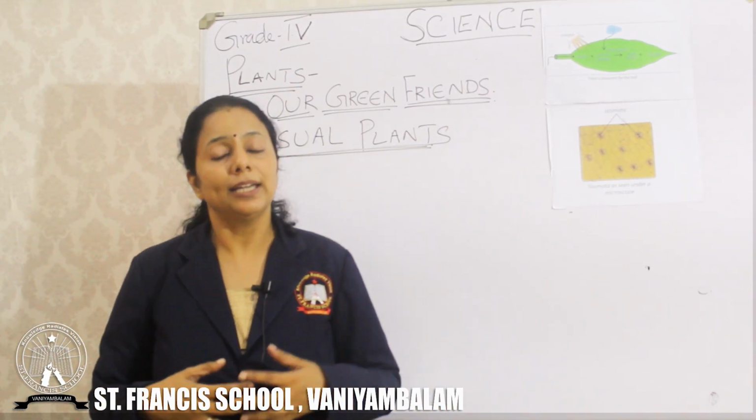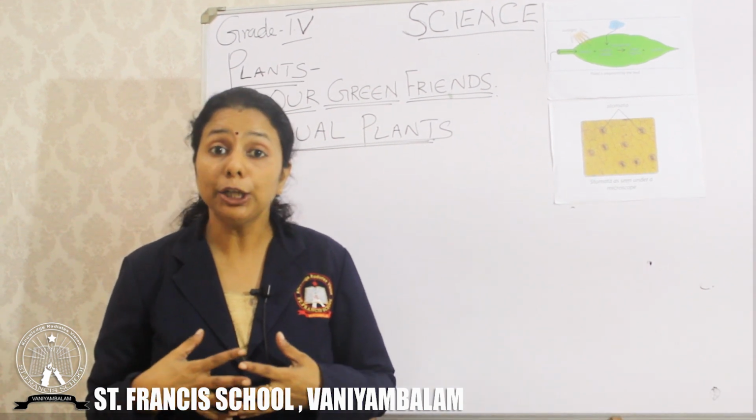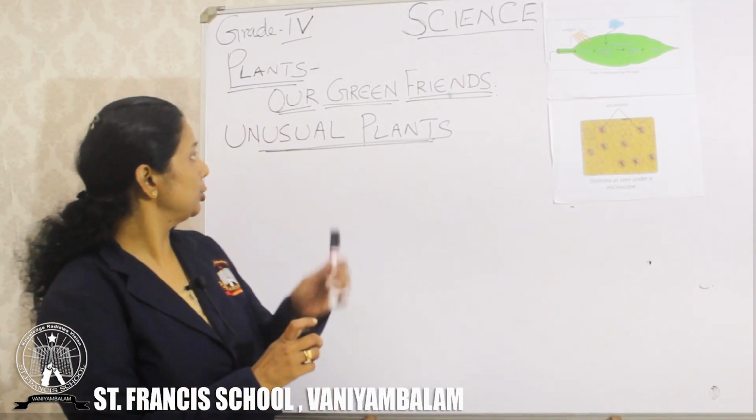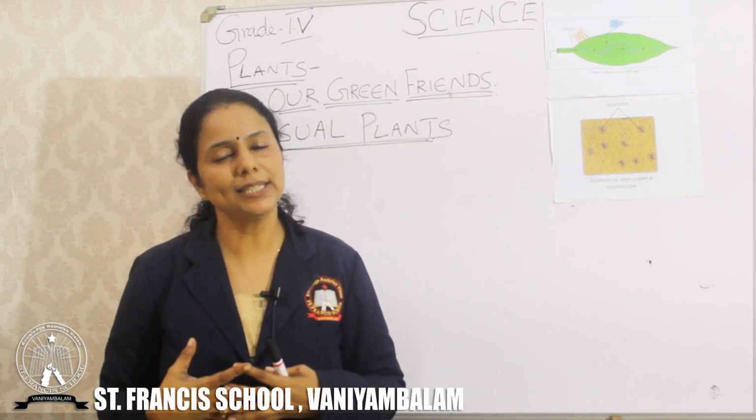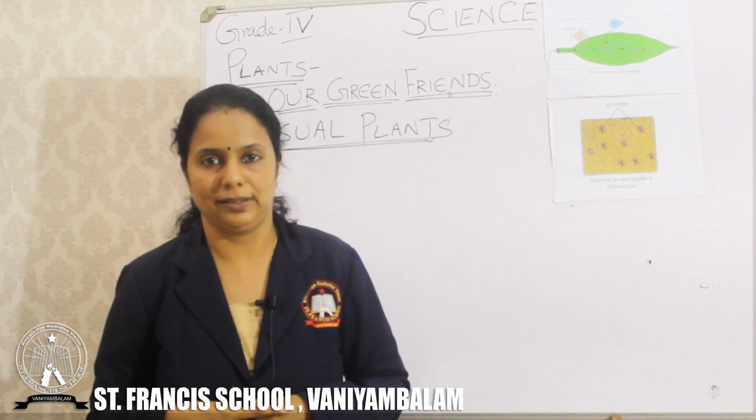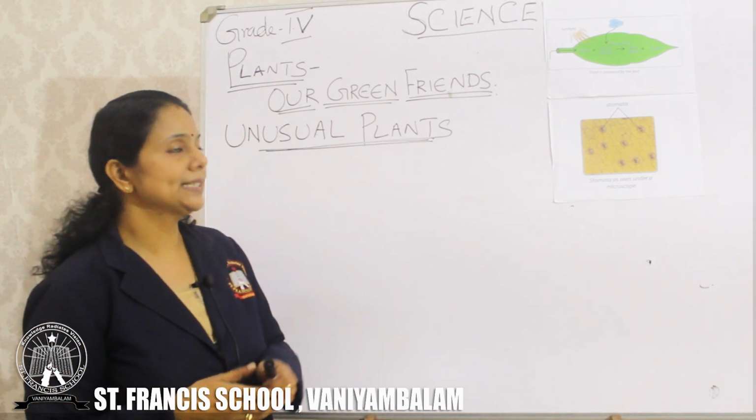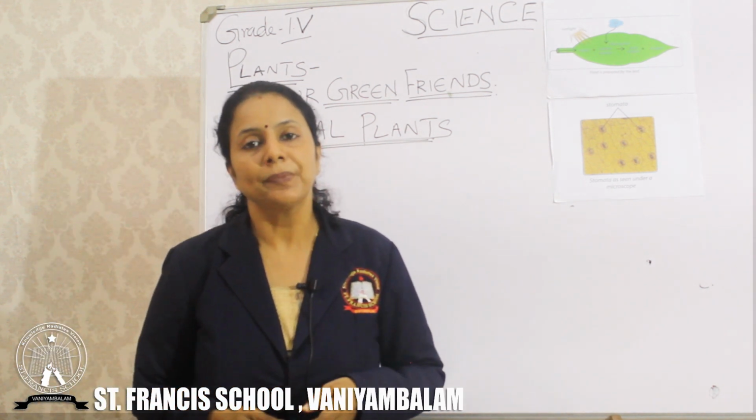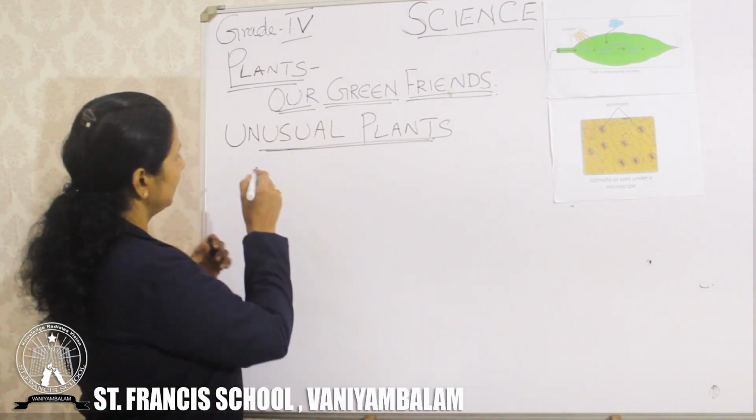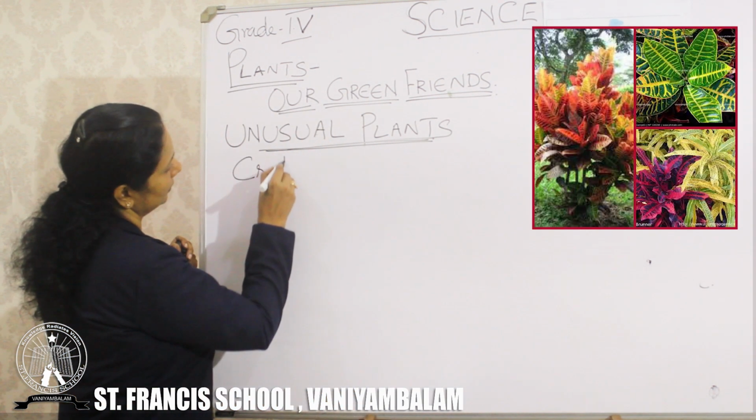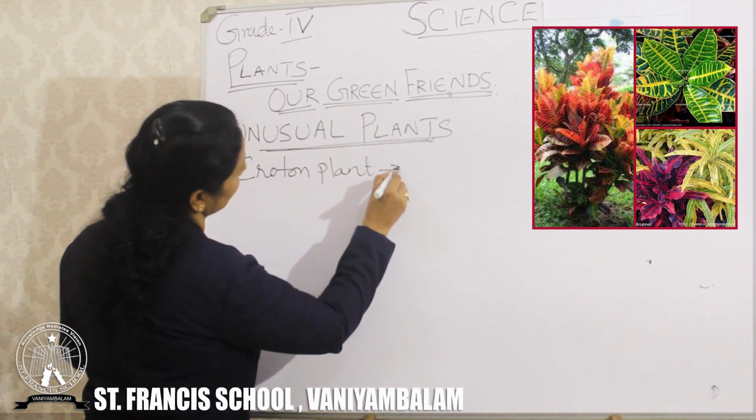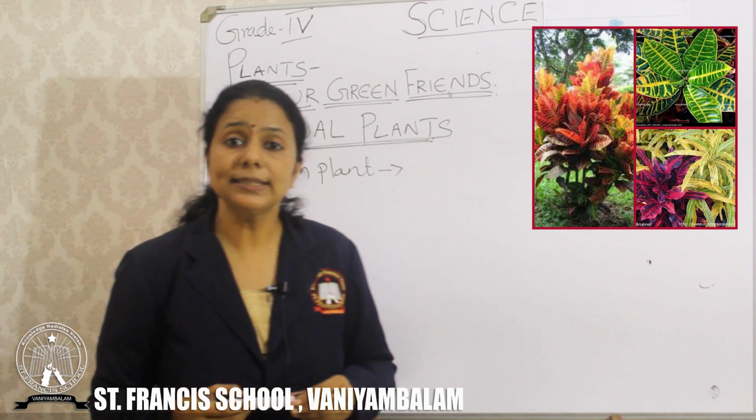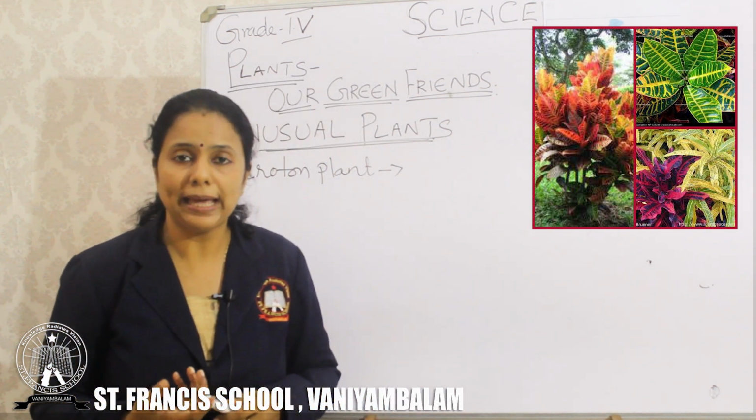Now let us discuss the next topic. Here we are discussing some unusual plants. So what are these unusual plants? Unusual means that it is not very common, right? Yes. So the first one is the croton plant. And why is this croton plant called an unusual plant?